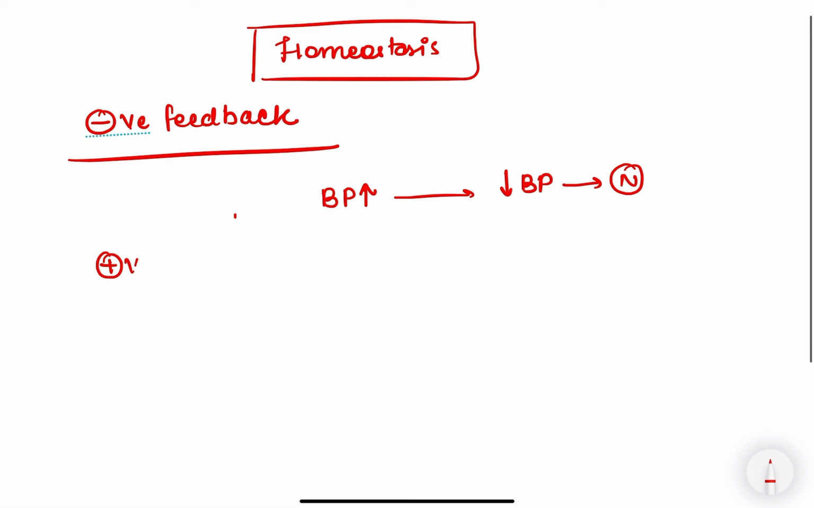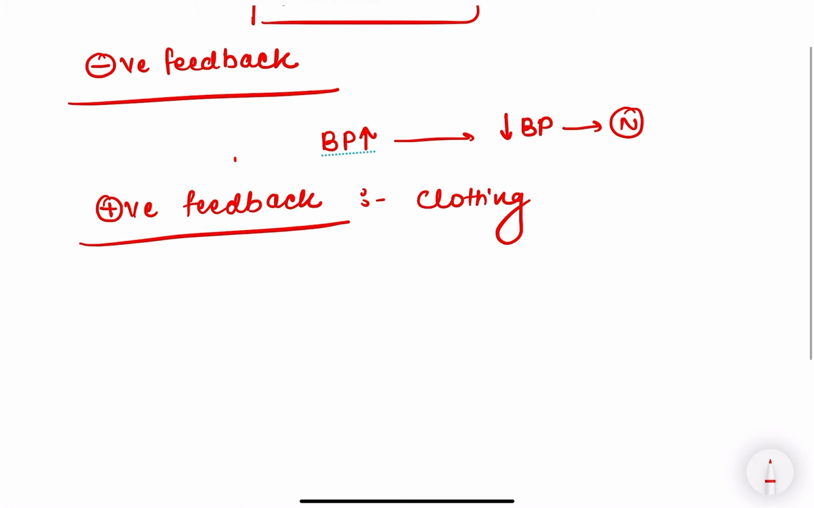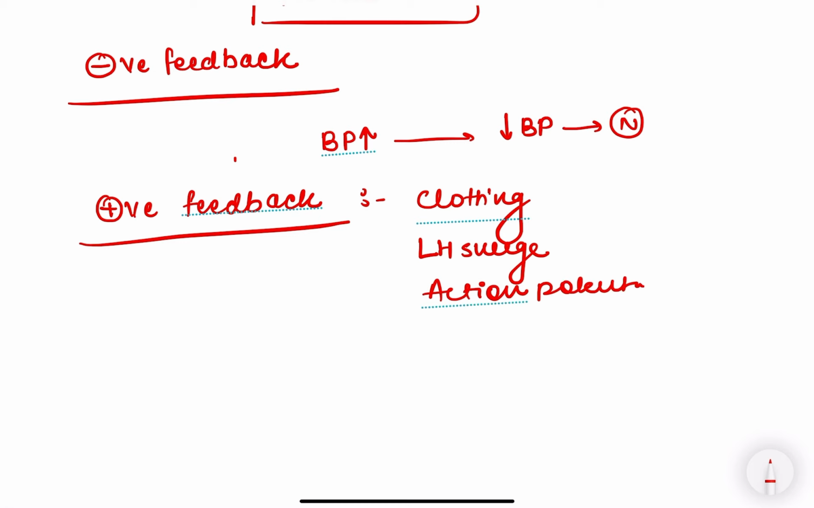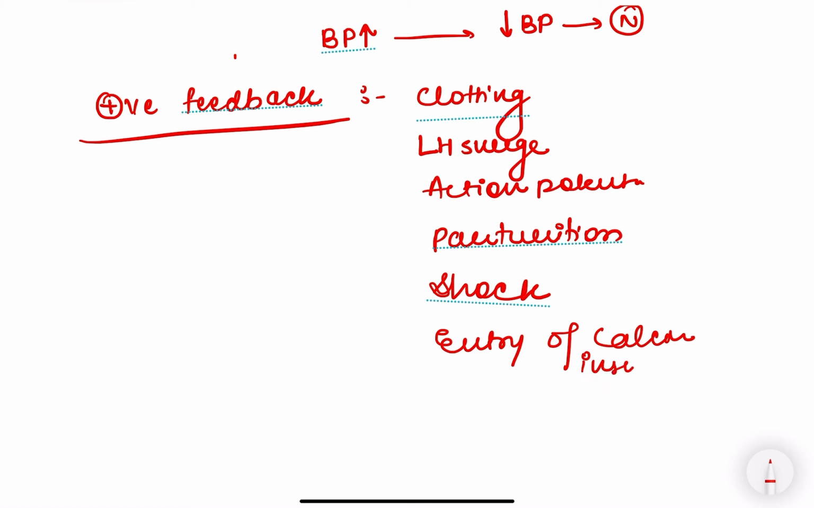Next is positive feedback. The examples of positive feedback are the clotting system, LH surge, action potential, parturition, shock, entry of calcium inside the sarcoplasmic reticulum. Okay, so these are the examples of positive feedback.